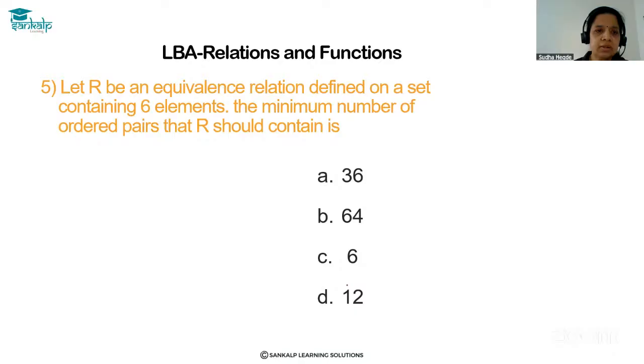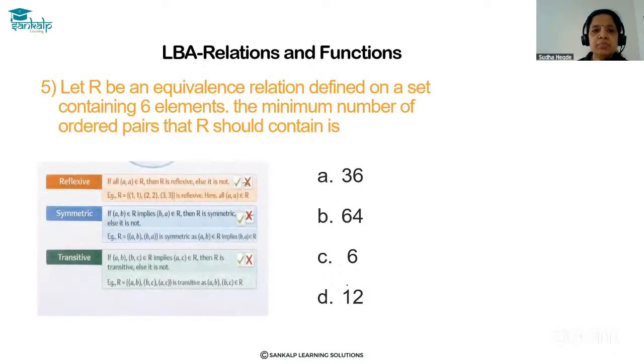Let us take the question. Let R be an equivalence relation defined on a set containing 6 elements. The minimum number of ordered pairs that R should contain is: option A, 36; option B, 64; option C, 6; option D, 12. So what is given here?